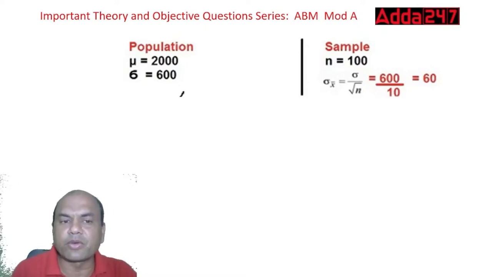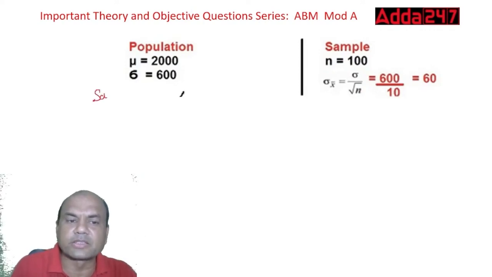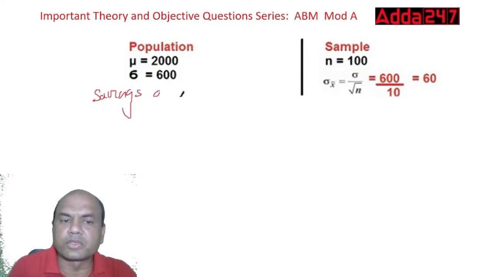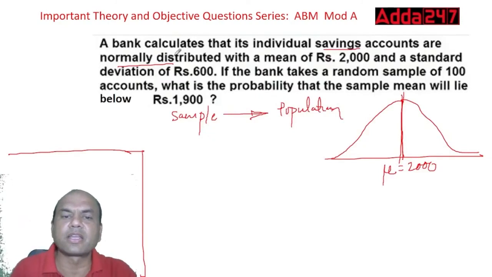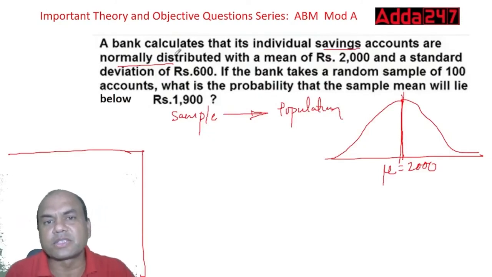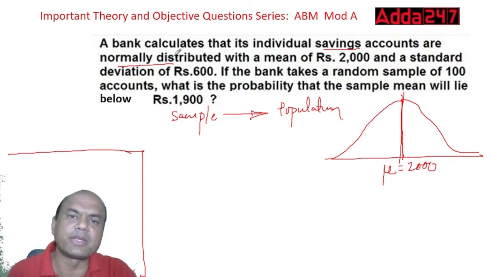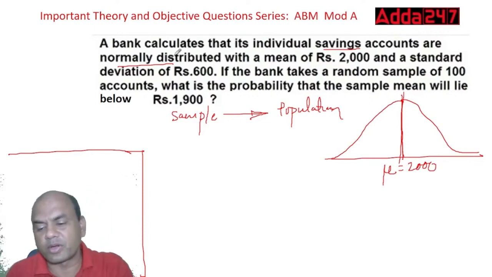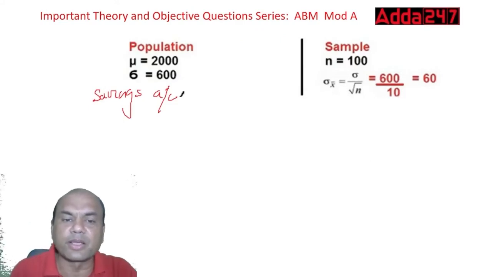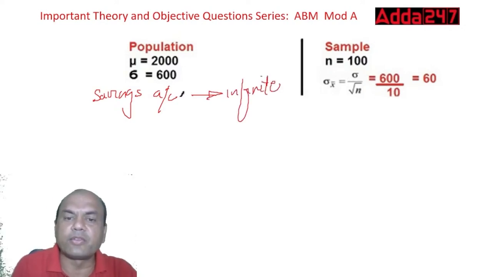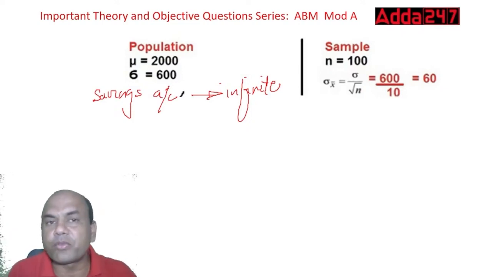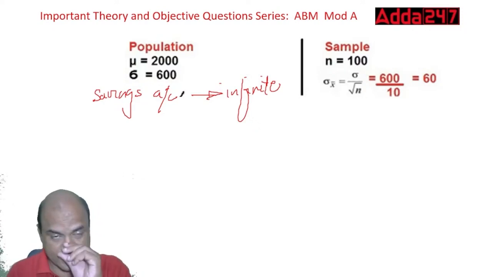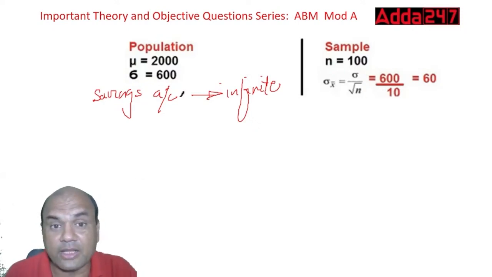The population means the entire savings accounts of the bank. Now, do you know how many savings accounts there are? Have they mentioned that the bank has 1 lakh savings accounts, 50,000 savings accounts, something like this? Nothing. So it means this becomes an infinite population. Got it? As it becomes an infinite population, the formula for standard error changes.